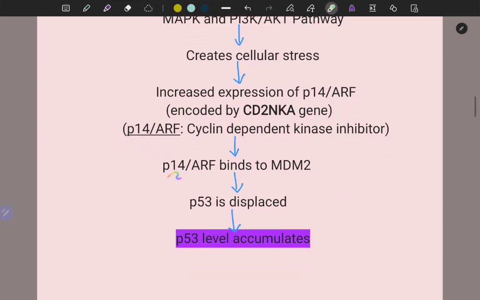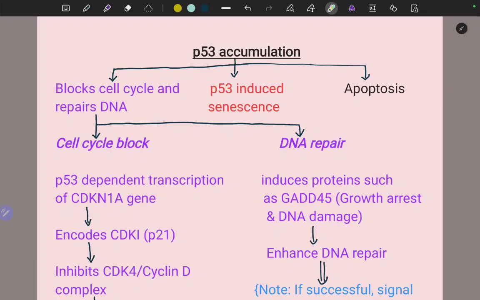So what it does is, this protein P14 alternate reading frame protein binds to MDM2. When it binds to MDM2, P53 proteins get displaced from there, and the P53 level accumulates. As we know, if MDM2 cannot ubiquitinate P53, P53 will not get destroyed, so the level of P53 accumulates here. So DNA damage, hypoxia and oncogenic stress help in accumulation of P53, and when P53 accumulates, it will block the cell cycle.